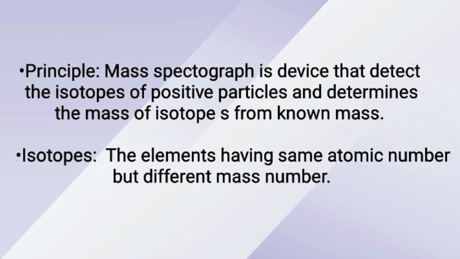The principle of Bainbridge mass spectrograph is that it is a device that detects the isotopes of positive particles and determines the mass of the isotope from known mass. Isotopes: the elements having the same atomic number but different mass number are known as isotopes.